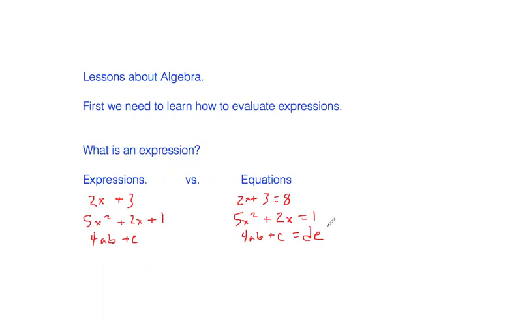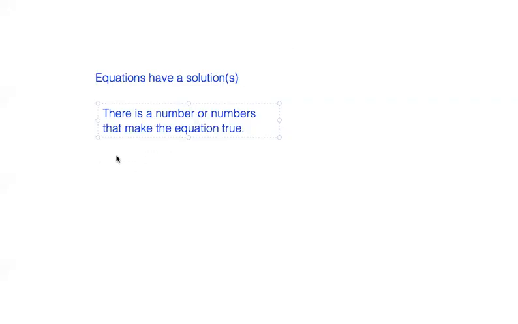What do you notice about the difference between equations and expressions? Mainly, equations have an equal sign, and expressions don't have an equal sign. Equations have a solution. That is, they have a number that makes the equation true. For instance, let's take our equation that we had before.